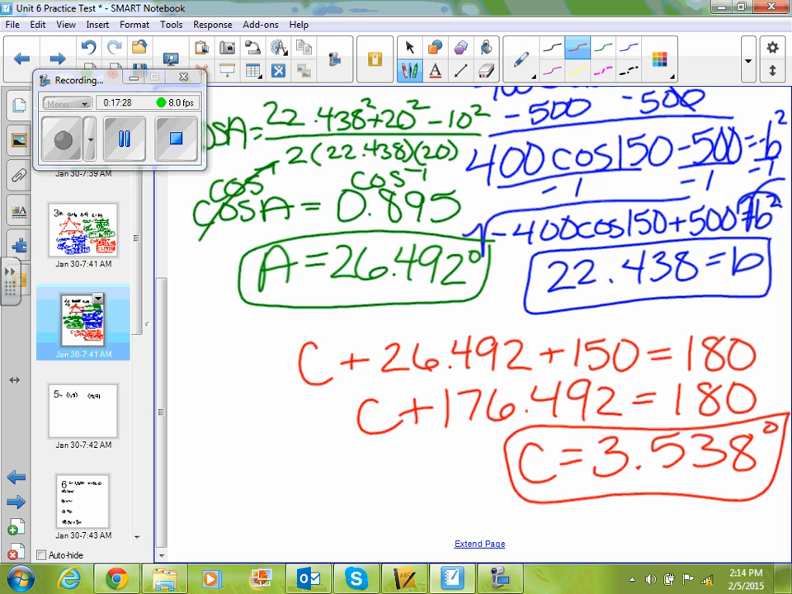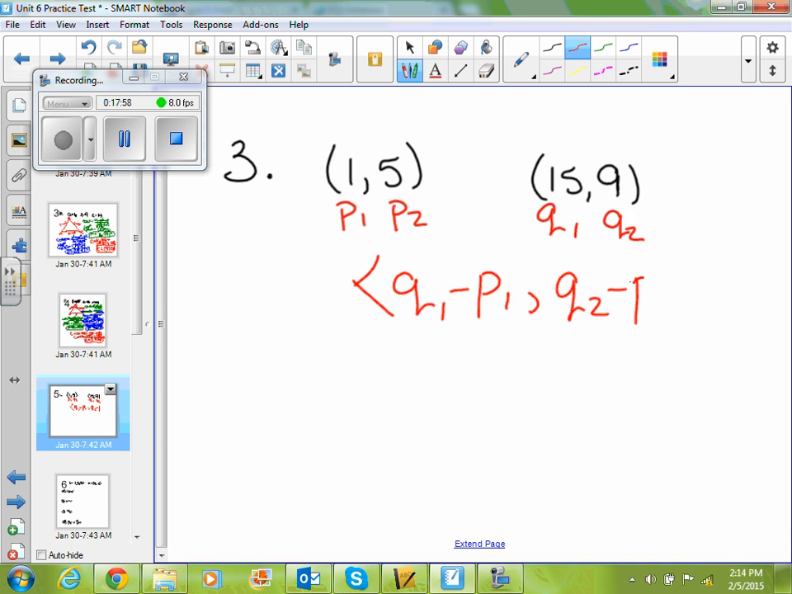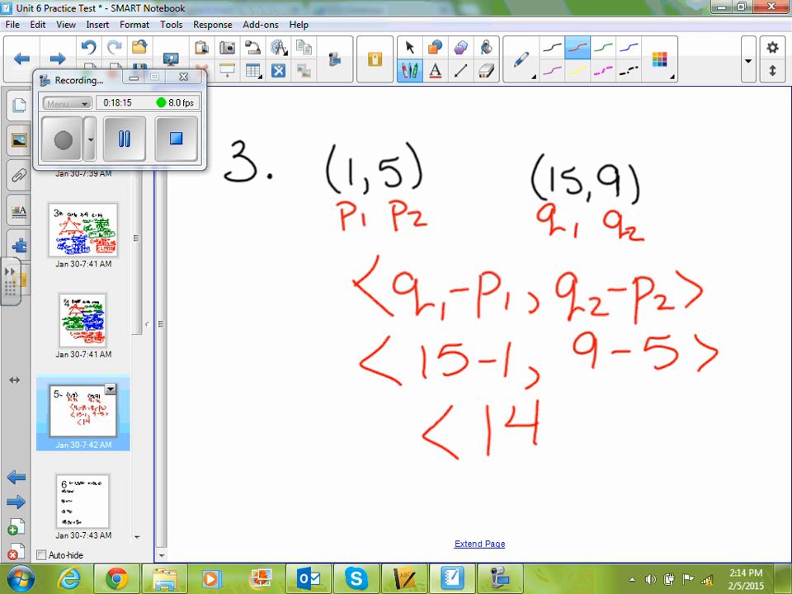Alright, so those are number 7 were probably the hardest questions on your practice test, because then you get into vectors. So on number 3, it says find the component form of the vector satisfying the conditions with an initial point of 1,5, terminal point of 15,9. And you just separate. So Q1, P2, Q1, Q2, and you subtract. So it's always Q1 minus P1, Q2 minus P2. Q1 is 15, P1 is 1, Q2 is 9, P2 is 5. 15 minus 1 is 14, 9 minus 5 is 4.